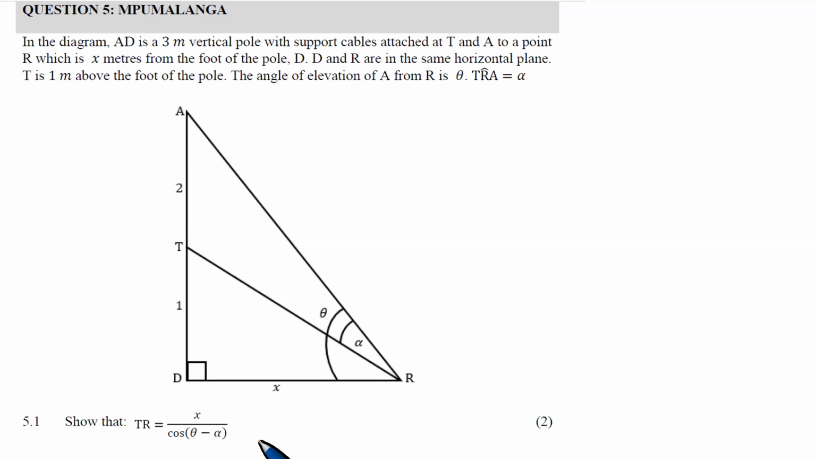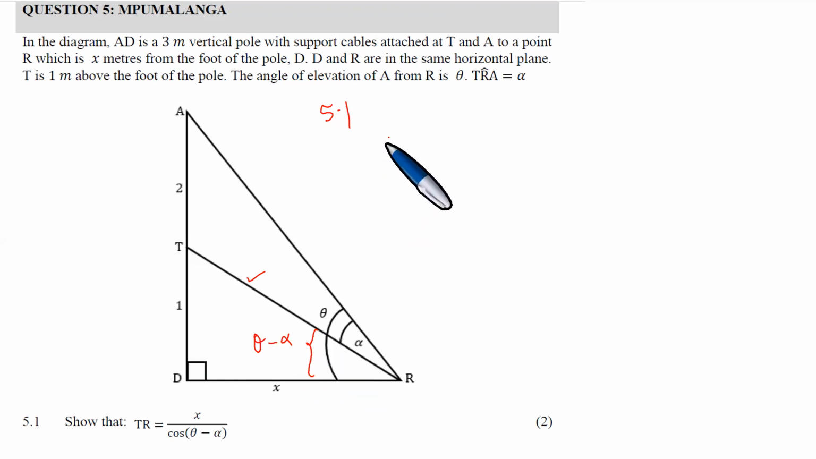To go about doing this, which is what the learners from the province of Mpumalanga had to deal with in this year's trials, we proceed as follows. In 5.1 we attempt to simplify this question and see what we can obtain from it. We clearly need to get TR. Here is T and here is R. We need the length of this side, but first we need to find the angle here. The angle there is theta minus alpha.